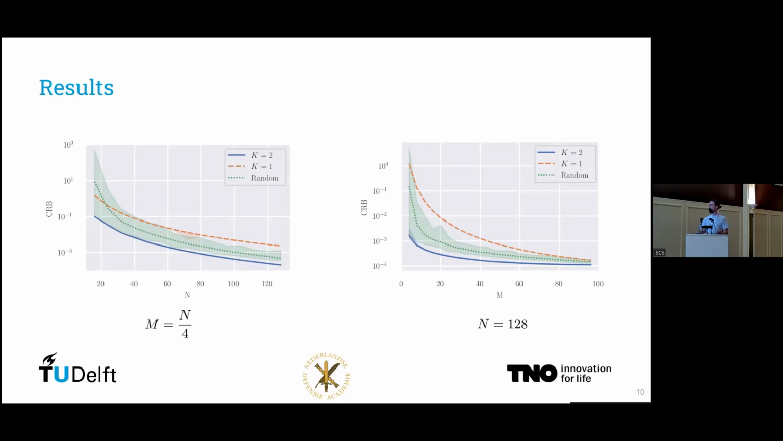Again, in red, we just optimize the Cramér-Rao bound for one target instead of the worst case from 2. And then, just to have another comparison, which sometimes does surprisingly well, I have to admit, is just picking elements at random.